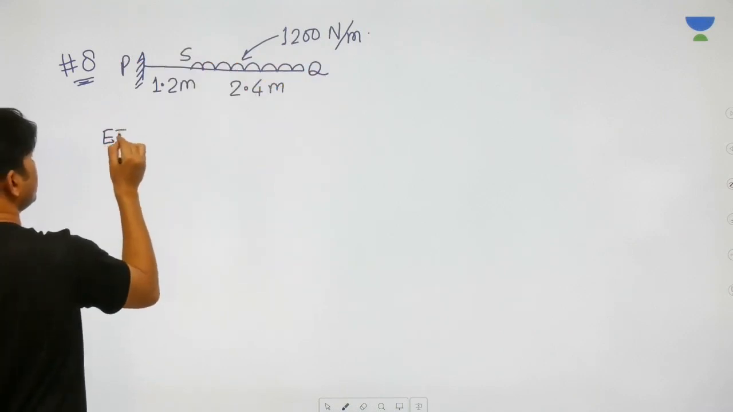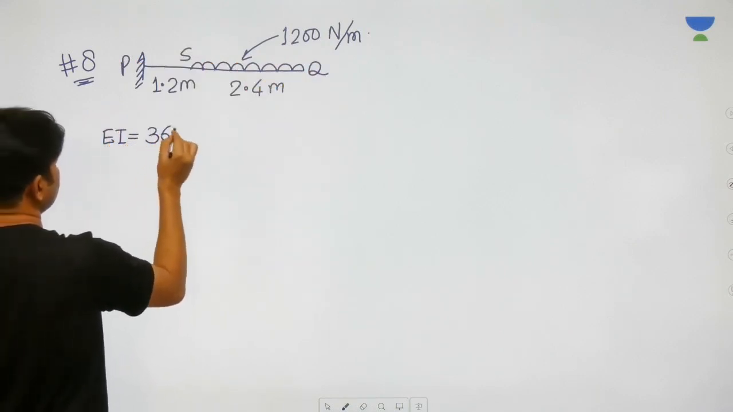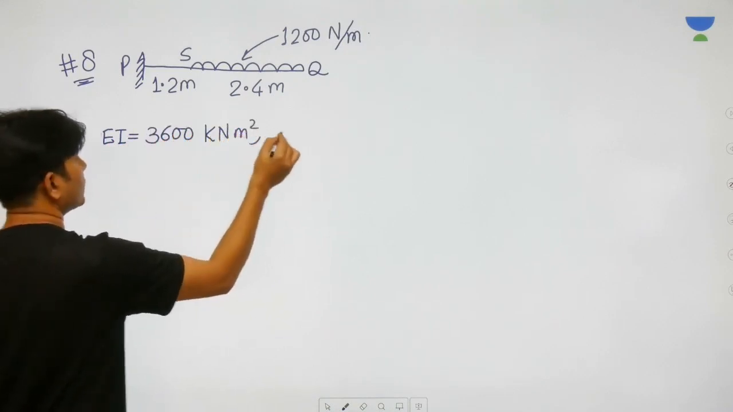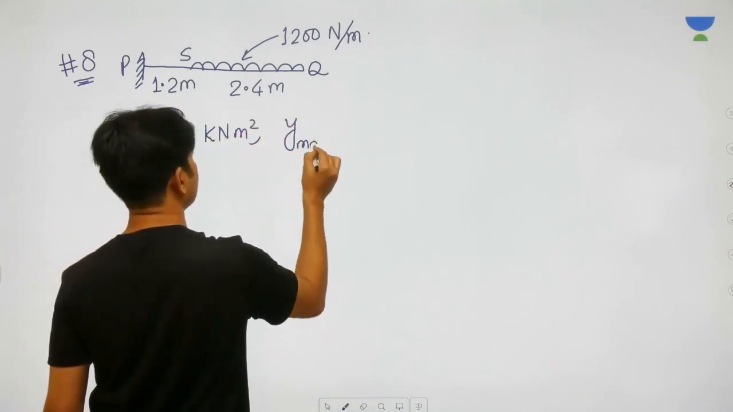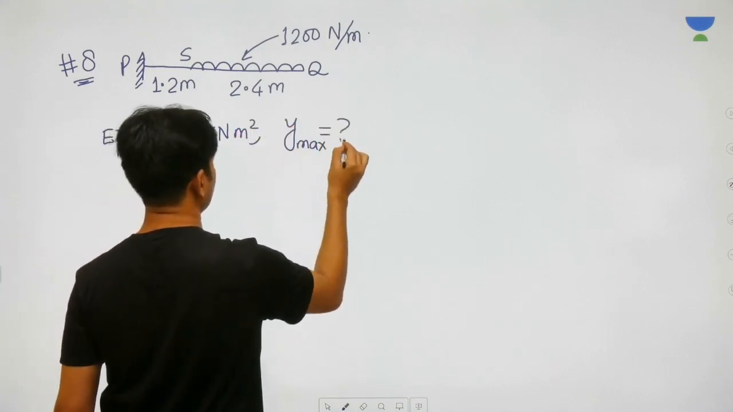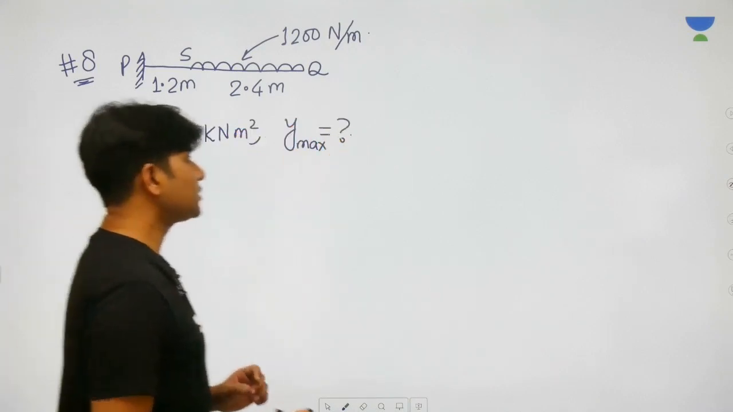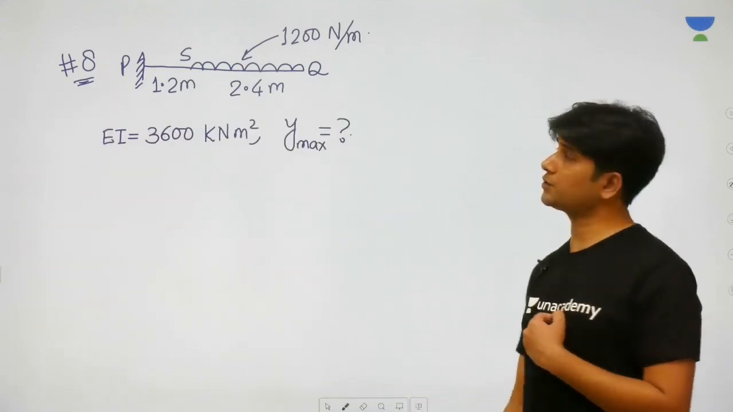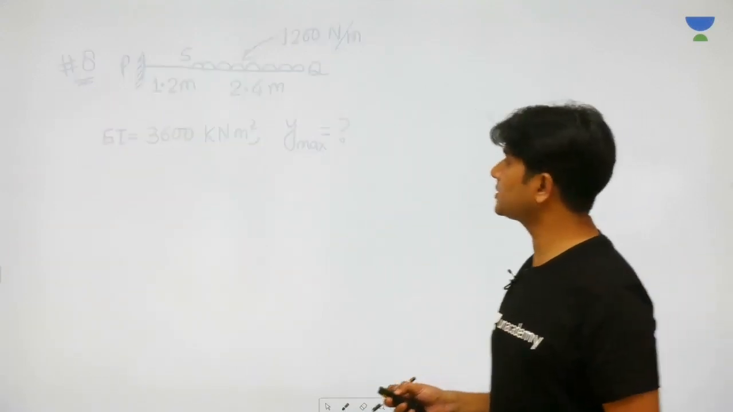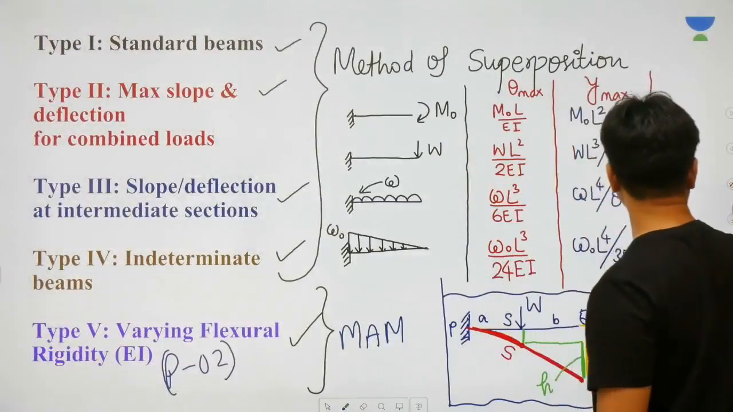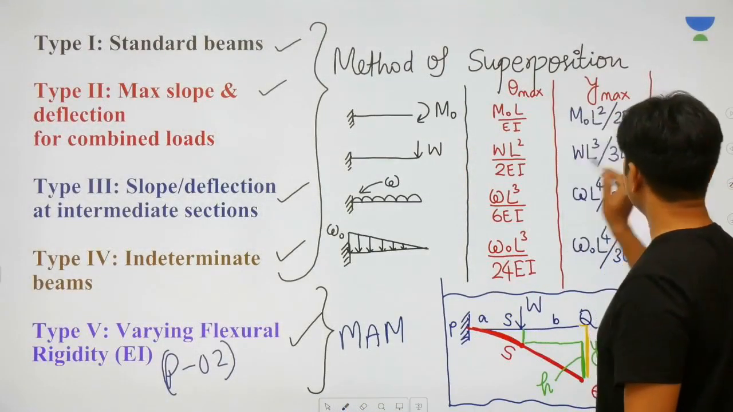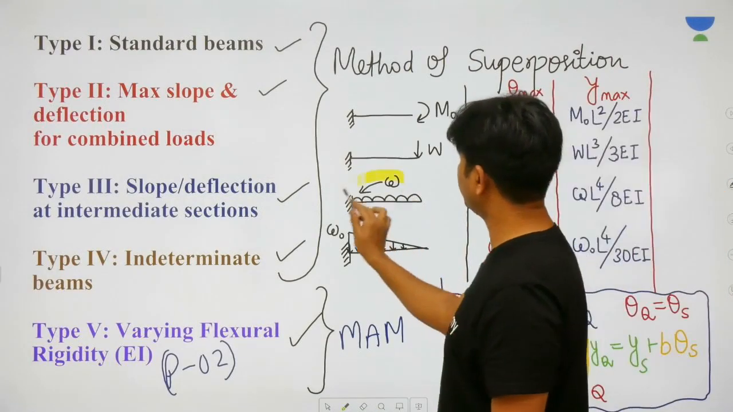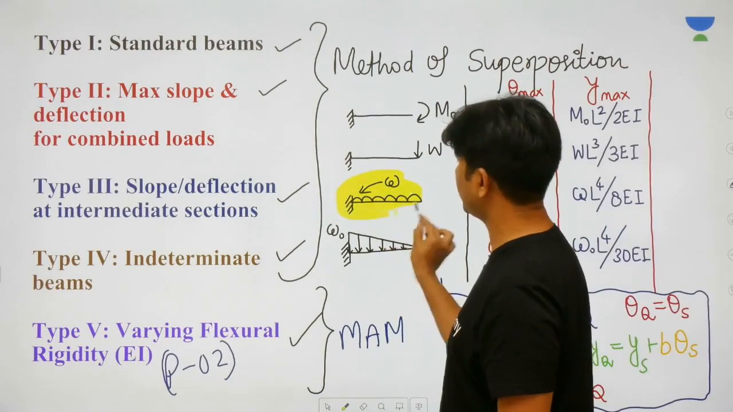The flexural rigidity value of the beam is given to us as 3600 kilonewton meter square, and the question is asking you to calculate the Y max value for this particular beam. Now this beam is very clearly not directly looking to be a standard beam. Why? Because our standard beam has UDL in entire length.